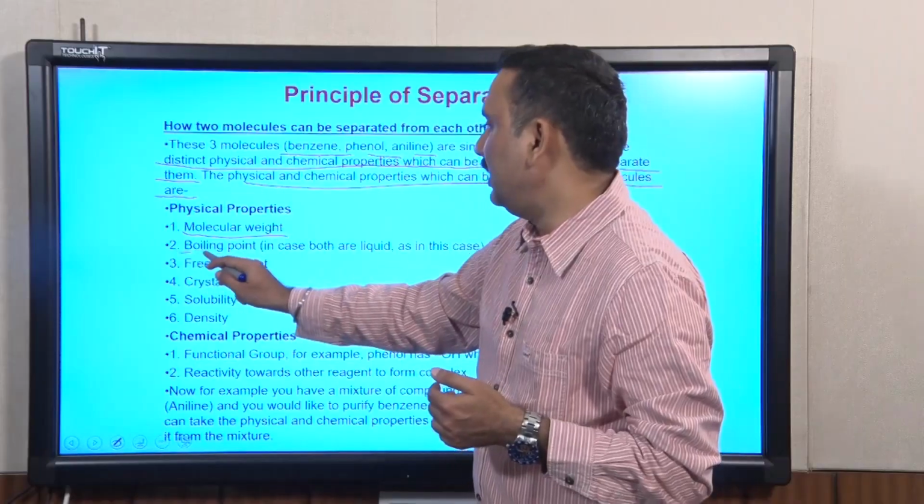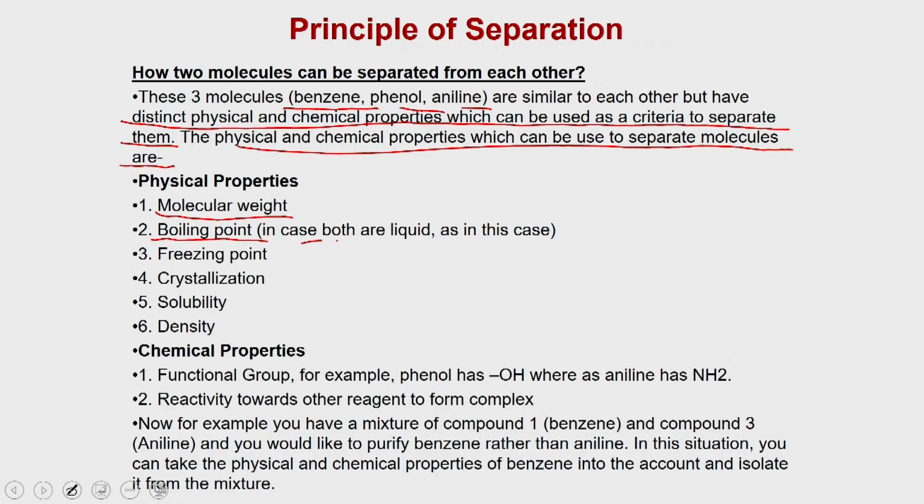Similarly, you can use the boiling point. A boiling point can be used only if you would like to purify two molecules which are liquid in nature. Similarly, we have the freezing point, crystallization, and solubility. Crystallization is one of the criteria, or physical properties, which people were using very often to purify.